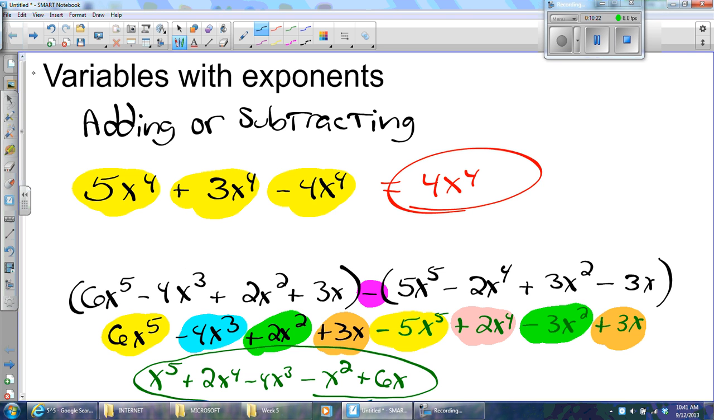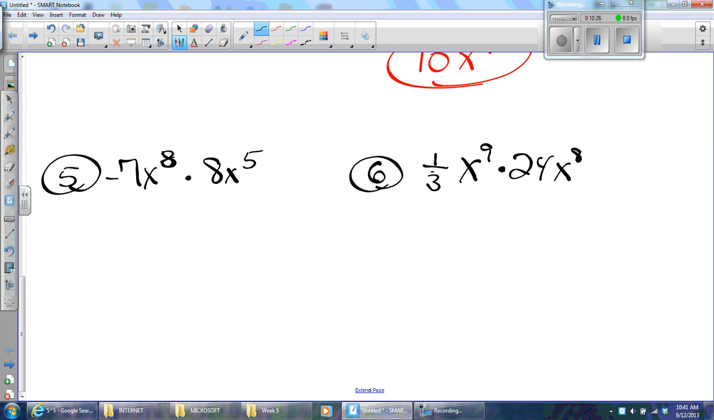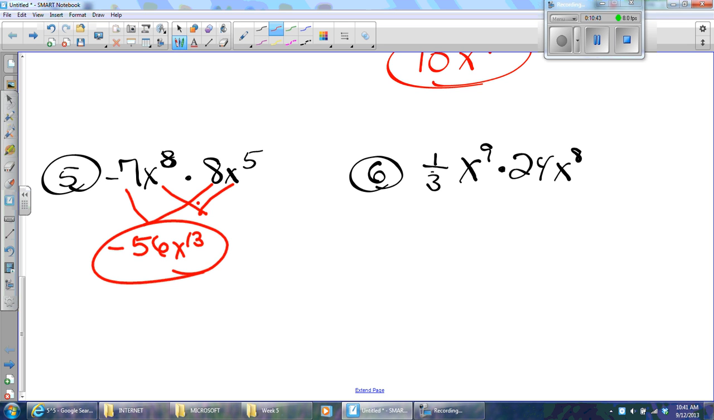Okay, let's go back to our problems here. We've got problems 5 and 6. Well, I'm going to multiply the negative 7 times the positive 8 and get a negative 56. And then I'm going to multiply those two together. They are like bases. 8 and 5 is 13. And bam, I'm done. Look at how simple that is.